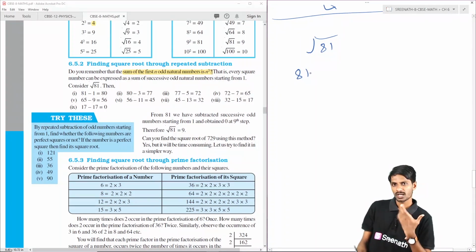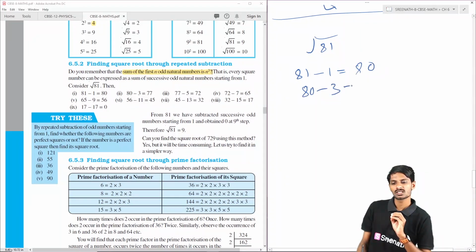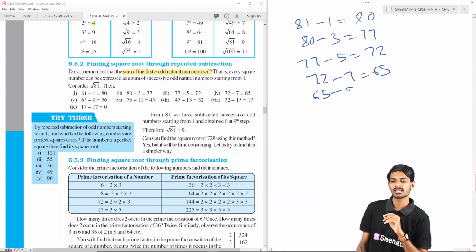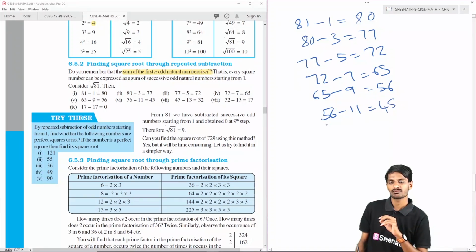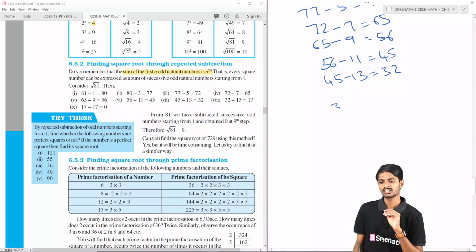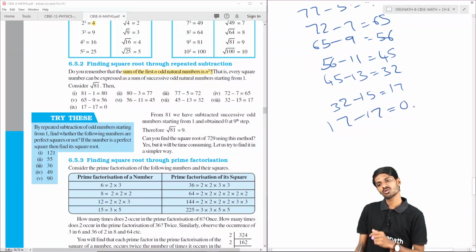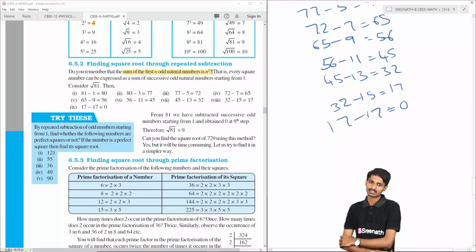First we have to subtract the odd natural numbers. 81 minus 1 is 80. Again 80 minus 3 is 77. Again 77 minus 5 is 72. Again 72 minus 7 is 65. Again 65 minus 9 is 56. Again 56 minus 11 is 45. And again 45 minus 13 is 32. Again 32 minus 15 is 17. Again 17 minus 17 is equal to 0. Whenever you get 0, it is the end of the subtraction process.